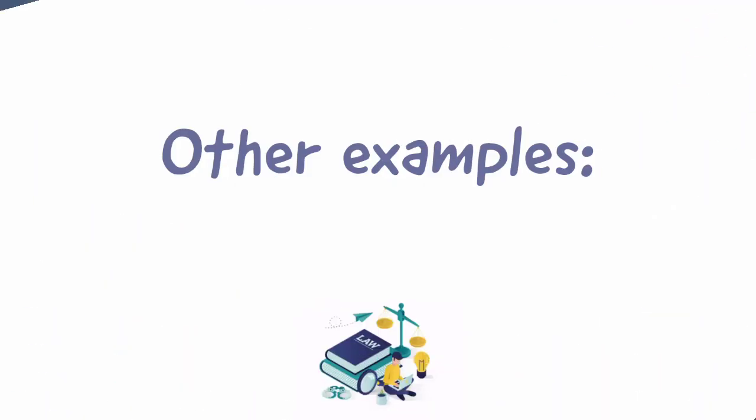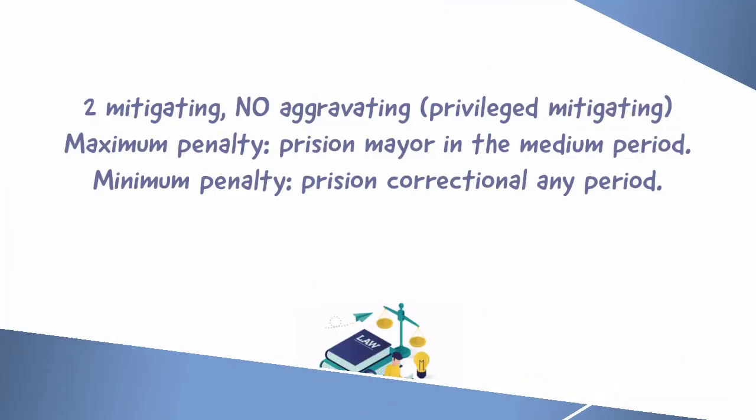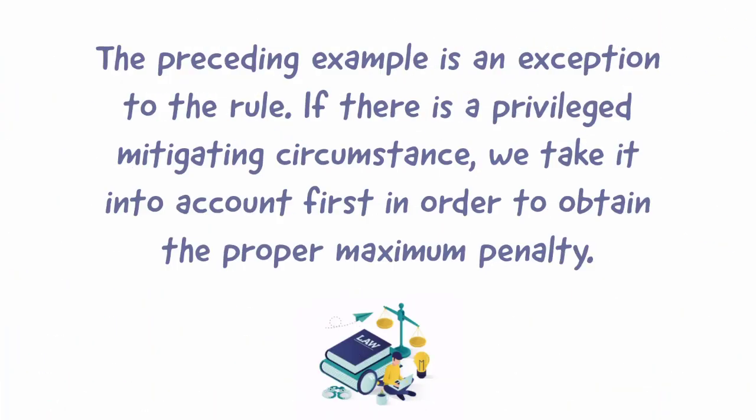Other examples: 1 mitigating but no aggravating, maximum penalty, reclusion temporal in the minimum period, minimum penalty, prison mayor in any period. 2 mitigating, no aggravating, privileged mitigating, maximum penalty, prison mayor in the medium period, minimum penalty, prison correctional any period. The preceding example is an exception to the rule.